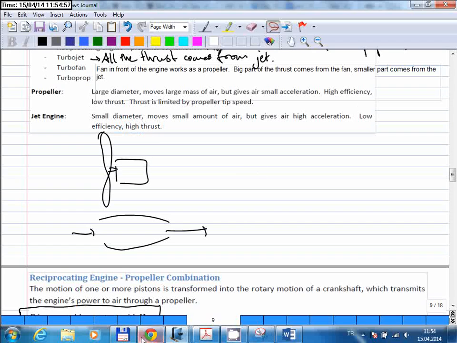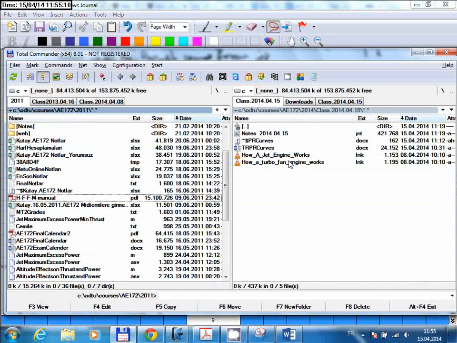So let me show you some videos explaining how a jet engine works. Okay, so here I say that you add kinetic energy to air, but if you want to see how that happens, let me show you these videos.